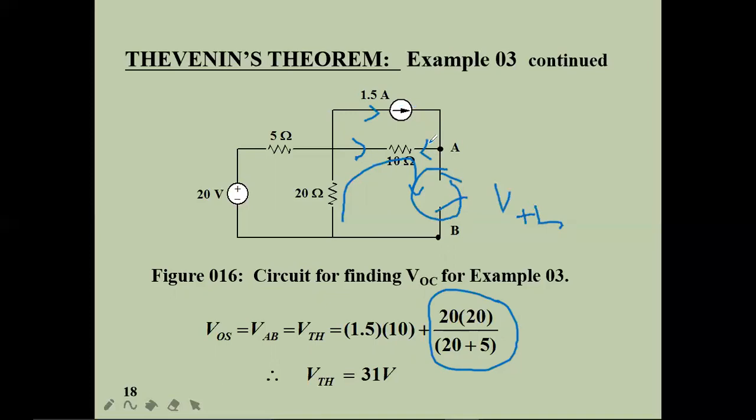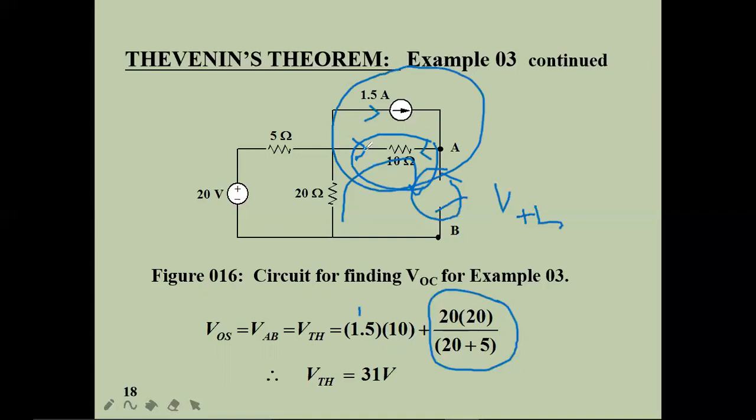Hence, for the voltage drop across this 10 ohm resistor, you multiply current and resistance. I already know the current is 1.5 and the resistance is 10. Then you get the total voltage across A and B, the open circuit voltage across A and B, also the Thevenin voltage. So VAB is equal to 31 volts. Hope it is clear. Please observe this way of representing VTH. This is very important. Don't be confused about this point.